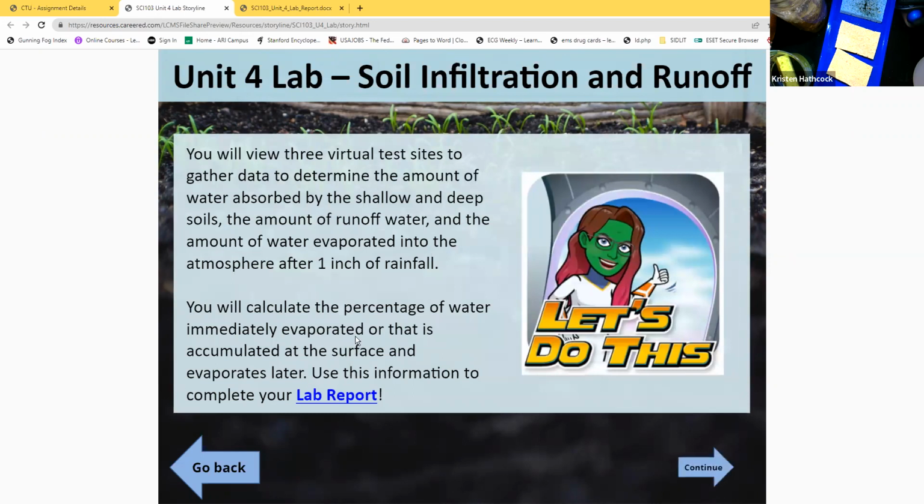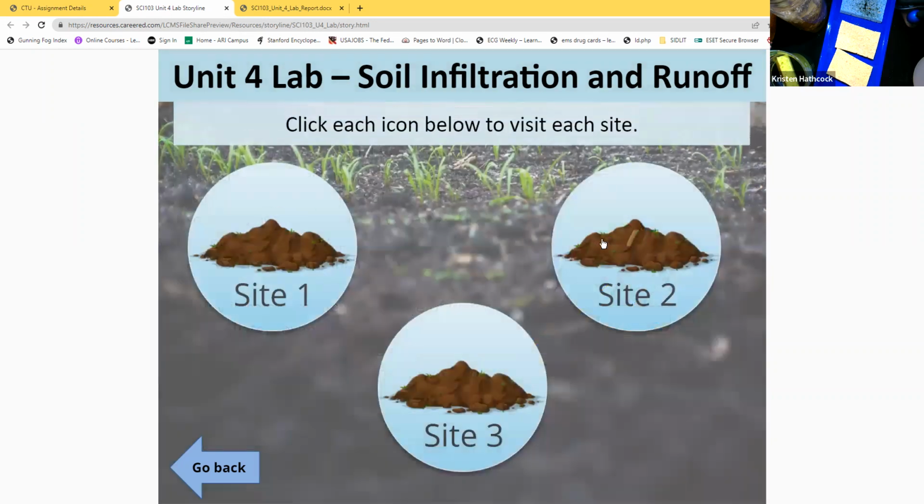Okay, and so we're going to do some virtual tests. We're going to gather information, basically research, and you're going to calculate what water evaporation is in the atmosphere after 1 inch of rainfall. And then you're going to convert the percentages to gallons of water. And again, if you forgot to download the lab report, you can open it right here as well. See it highlighted. So we're going to go through and look at site 1, 2, and 3.